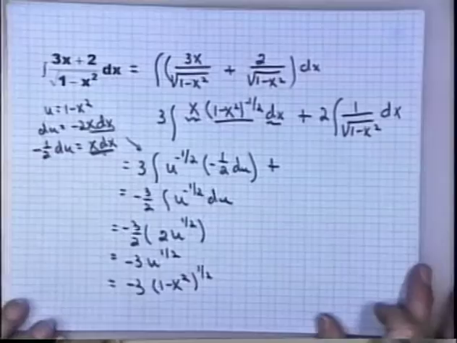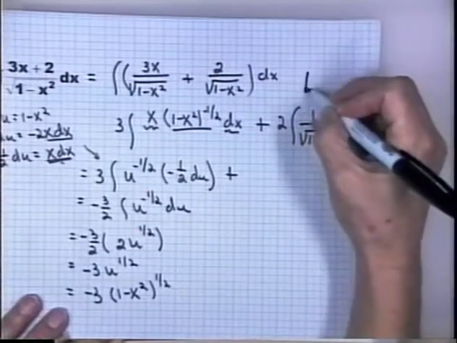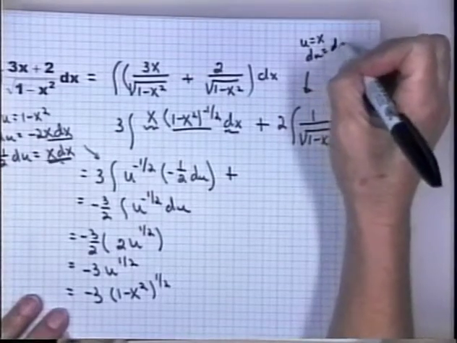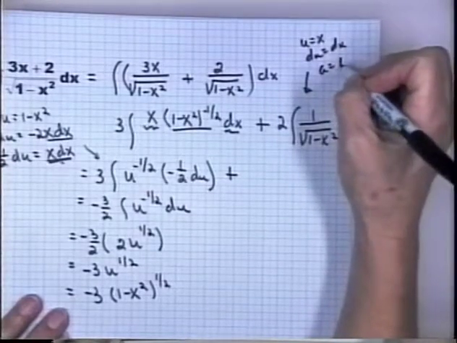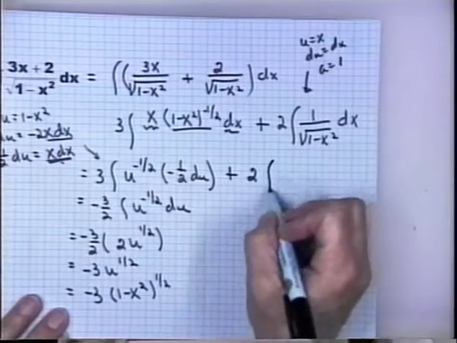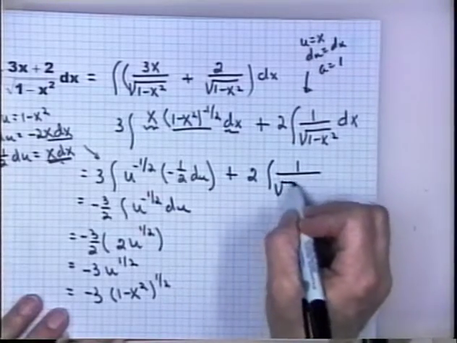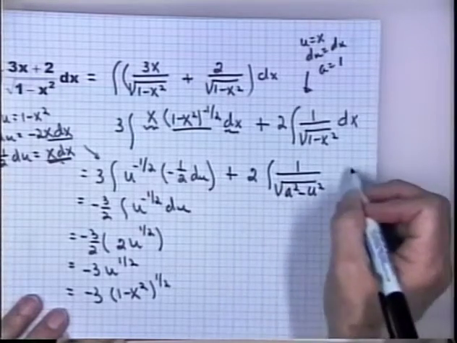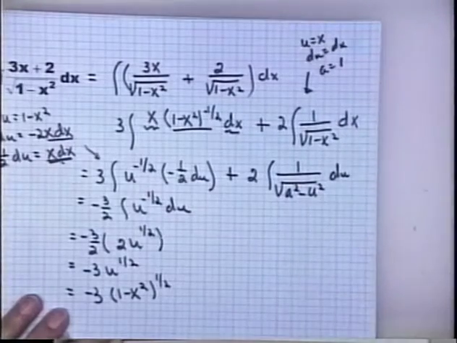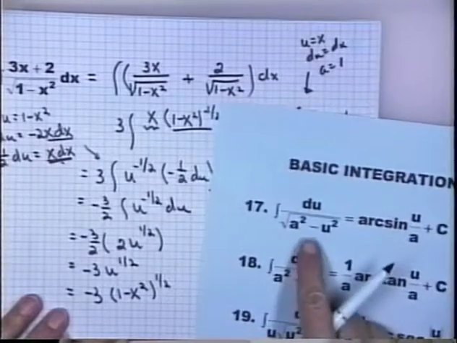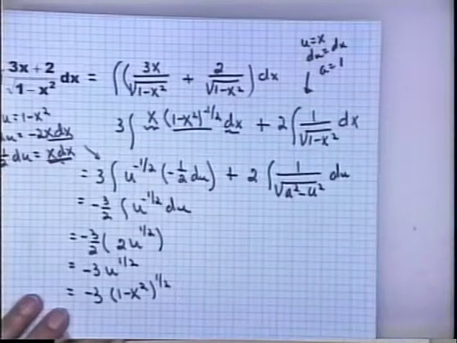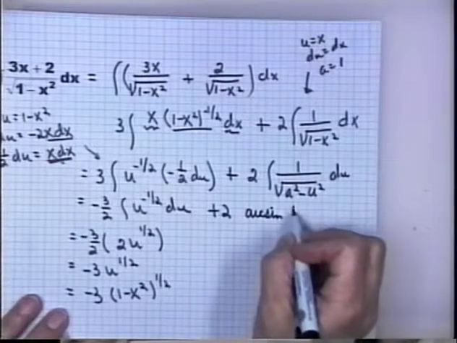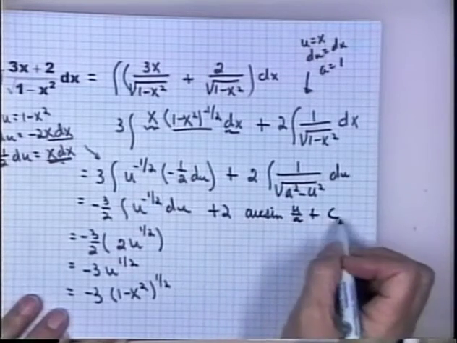So on this one, we're going to do a different substitution. For this one, u is going to equal x, du is dx, a is going to equal 1. That means we have the square root of a squared minus u squared down here, and dx is du. So do you see how we have fit that exactly into this form right here? So we will pull our 2 down. We will get the arc sine of u over a. And I'm going to put my plus c.